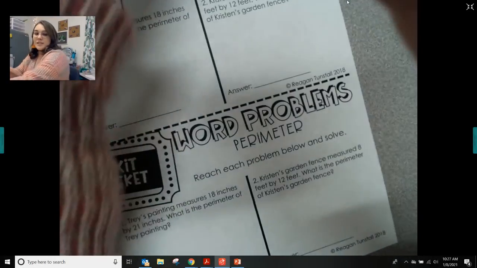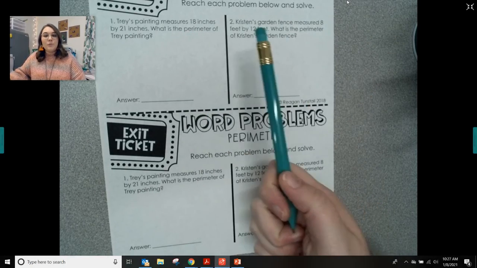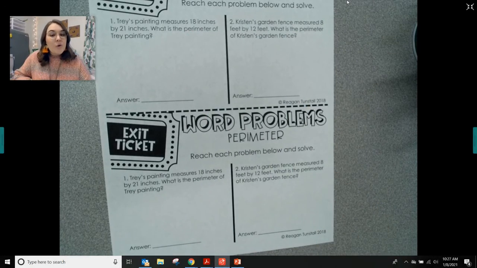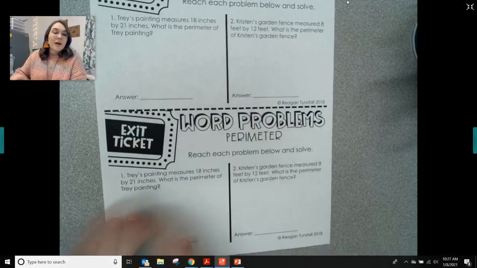This is your assignment today. There are 4 problems, and you are finding the perimeter in all 4 of them. So read carefully, draw your pictures in this open space. I need to see all of your work, and write your answers.